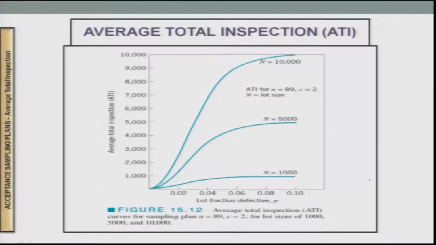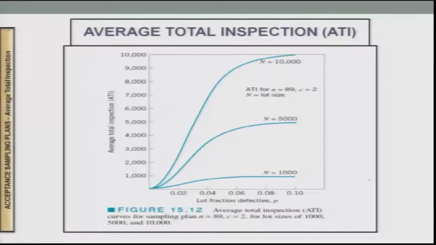So, the average total inspection ATI is measured along the y-axis, and the lot fraction defective, as we have been doing for the OC curves, is measured along the x-axis. As capital N changes, obviously small n changes, C changes. Keeping small n and C fixed, you will have different curves as shown in the plot. As capital N, small n and C change, you will have different scenarios in front of you, so you have to be careful to understand how the ATI would look depending on the change of capital N, small n and C.